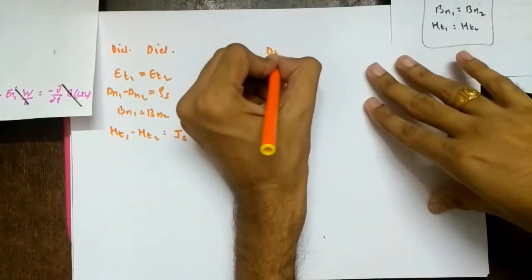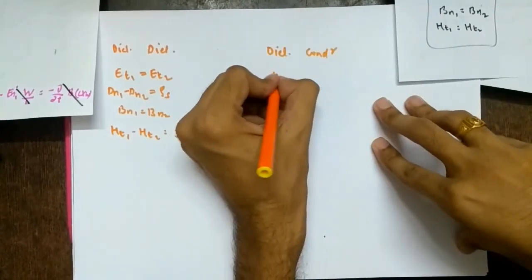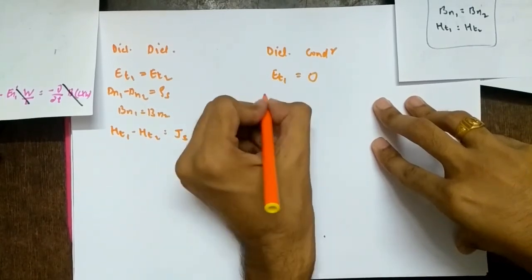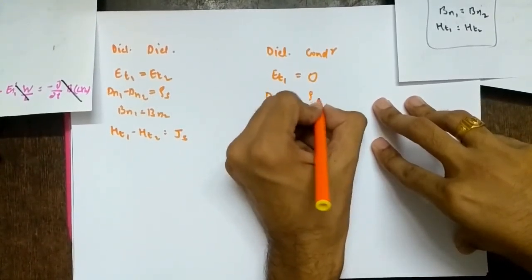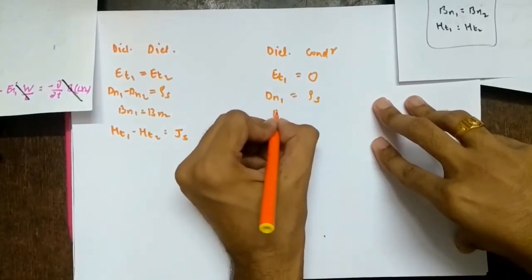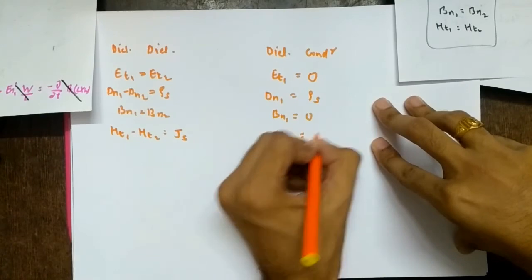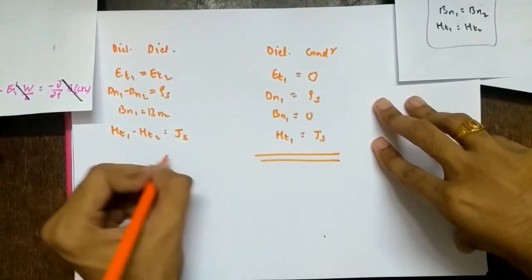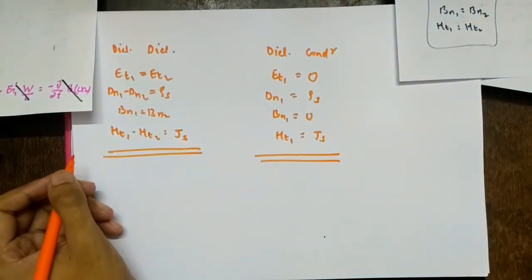So what will be the conditions for the dielectric conductor interface? Et1 equal to Et2 is 0 inside medium 2, so 0. Then DN2 is again 0 because D is epsilon E, so DN1 is rho s. Then Bn1 again 0 and Ht1 equal to Js. Right? So these are the boundary conditions for the dielectric conductor interface.